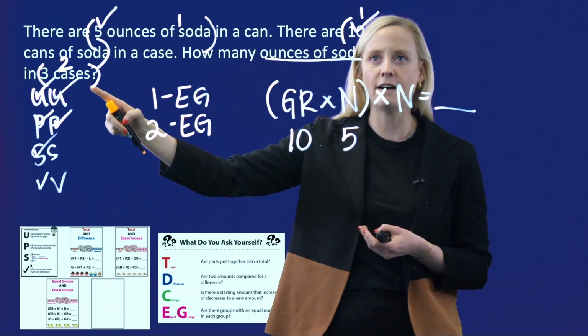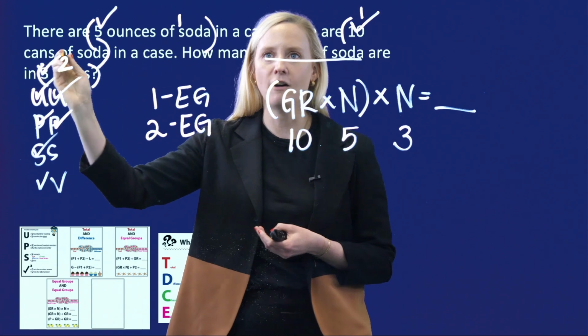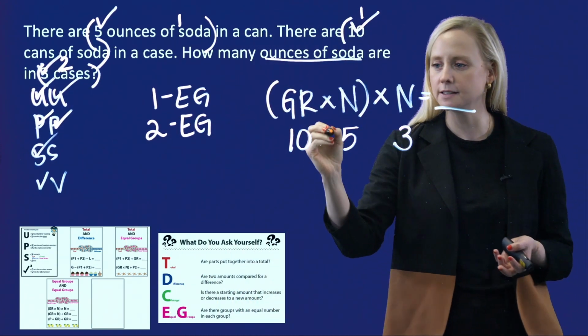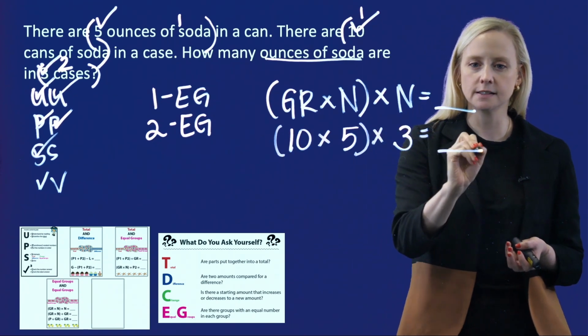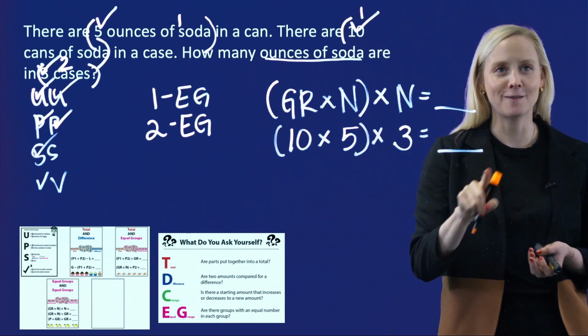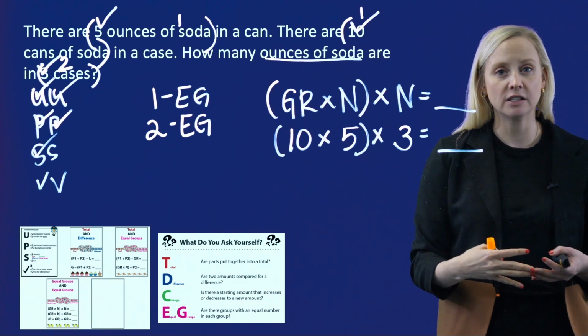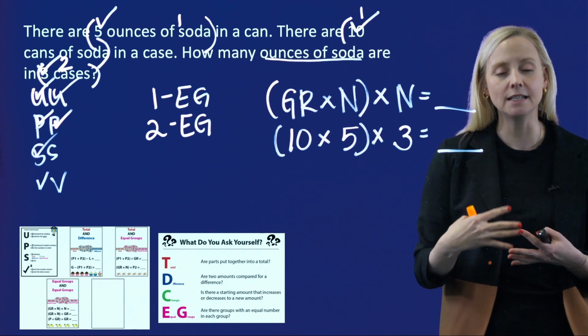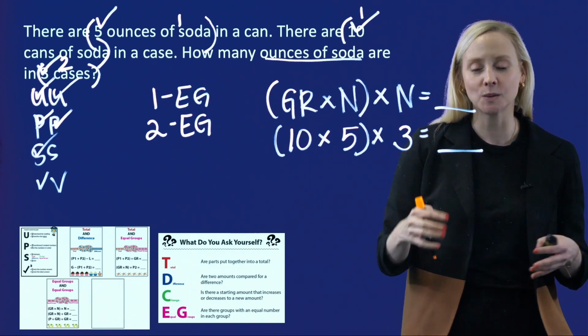And then here I have 3 cases. I'm going to check that off there. And now all I need to do is bring down my signs and my parentheses and have my blank here. Now we teach students about the order of operations, and we teach them that what's in parentheses is what we do first. So here I have 10 times 5, that's what's in parentheses.